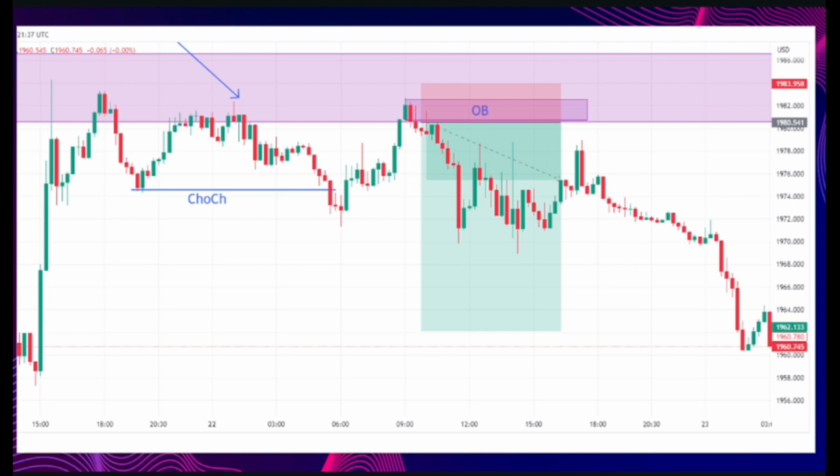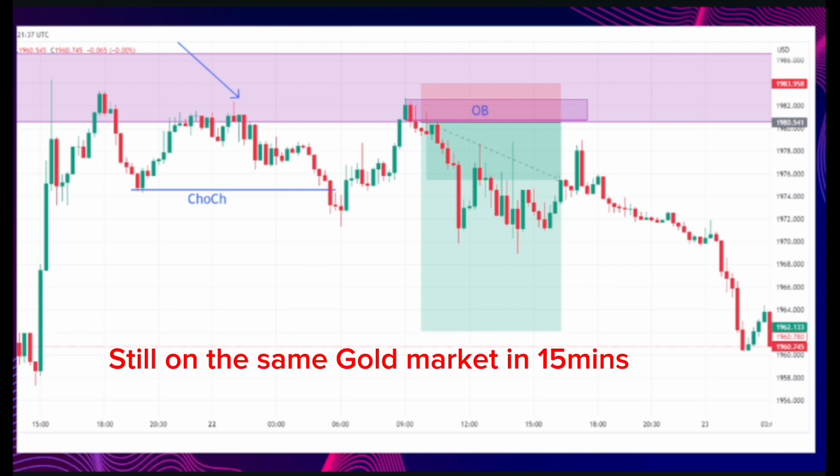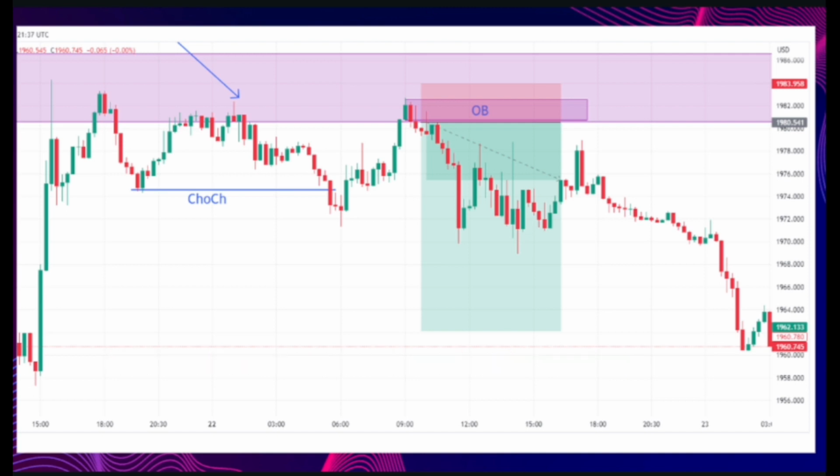We also found another opportunity as this order block formed. We can see we entered first with the Fibonacci, but another block formed, then we entered again, and you see how the trade came out beautifully well.